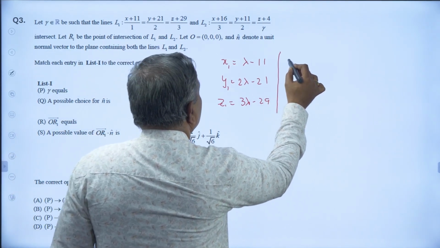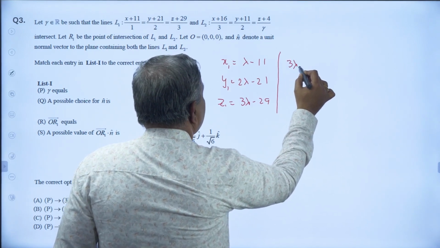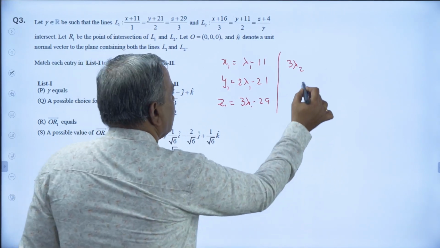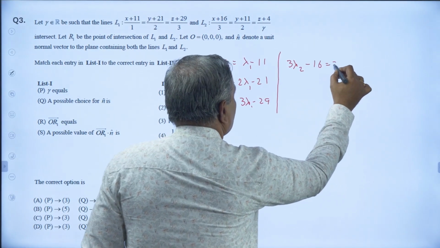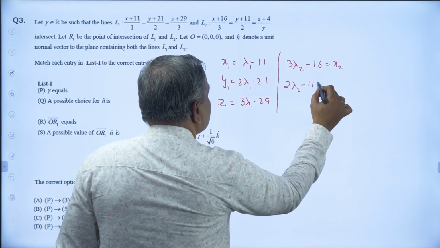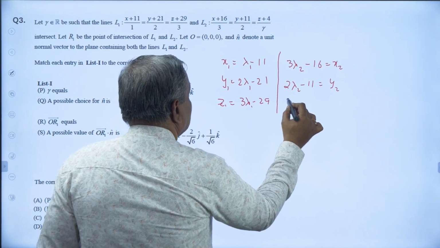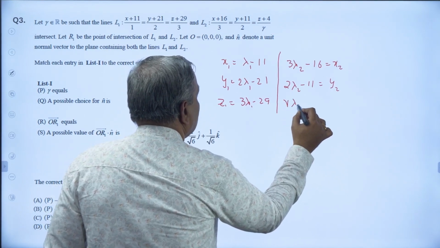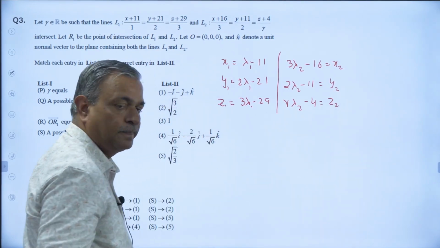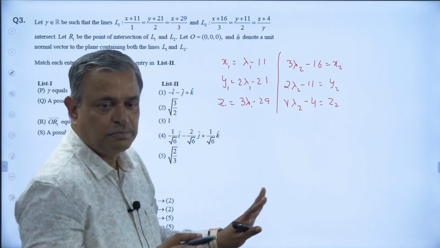Next line, you write this as 3 lambda 2, this is lambda 1 you write it, no confusion. 3 lambda 2 minus 16 is equal to x2, a point on this line. 2 lambda 2 minus 11 is equal to y2. Similarly, you get gamma lambda 2 minus 4 is equal to z2. You wrote this information; after writing it, nothing else is possible.